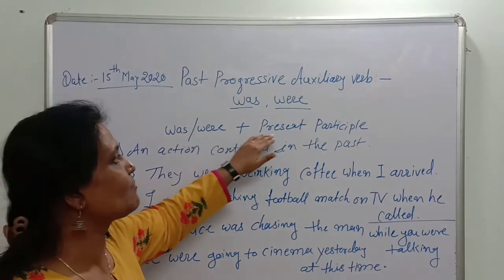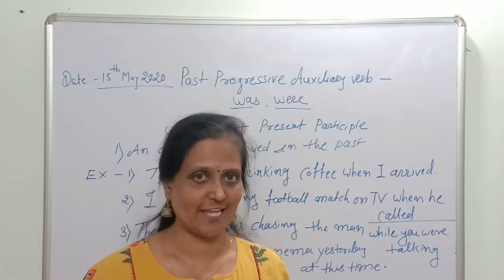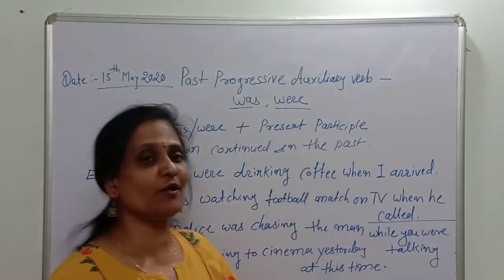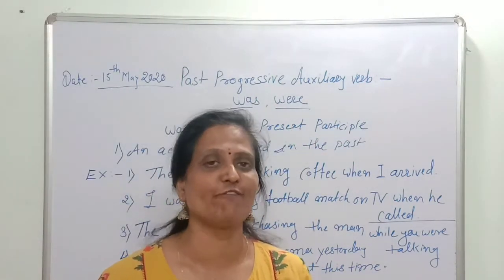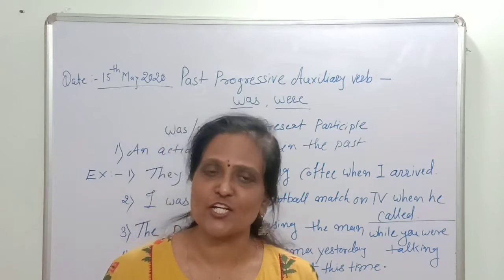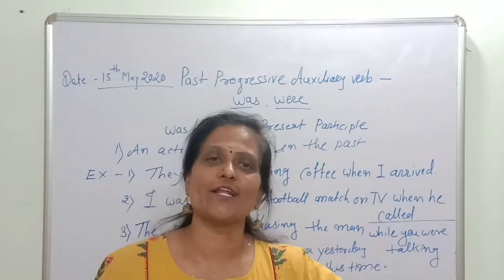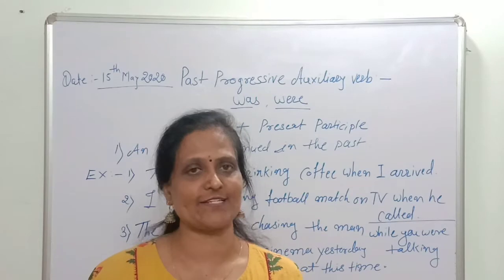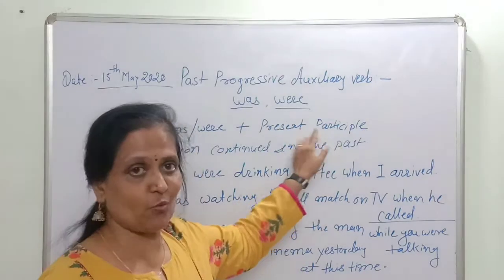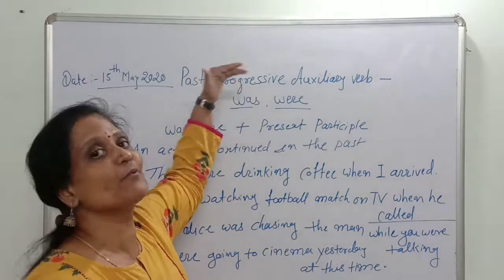Was, were plus present participle. When we use was or were in the sentence, it shows the action happened in the past. And when we use a present participle verb, the ing form verb, with this was or were, it shows that the action happened in the past and continues to the present, right? It's progressive. That's why we have to use a present participle verb with the auxiliary verbs was and were. That's why we call it progressive, right?